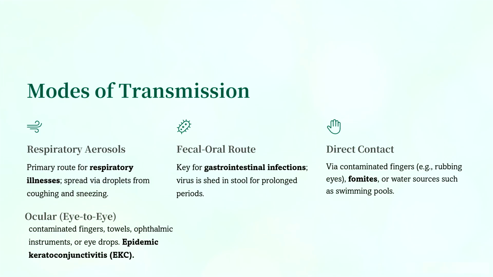The fourth route is fecal-oral transmission. Virus sheds in the fecal material of infected individuals. Infection occurs through contaminated hands, food, or drinking water. This mode is commonly associated with adenoviral gastroenteritis, particularly in young children.